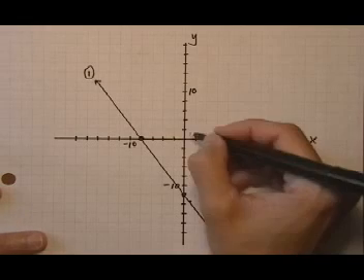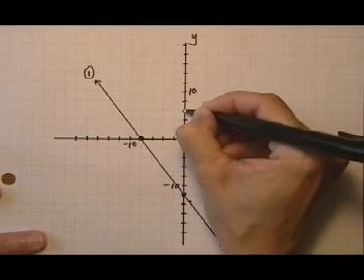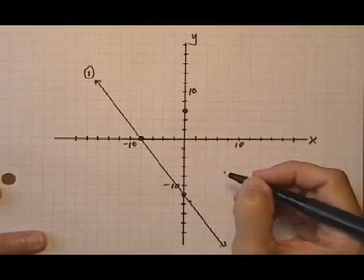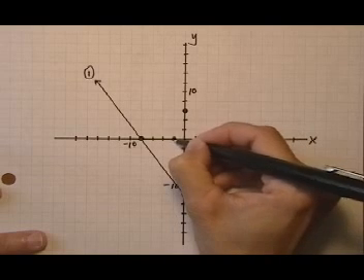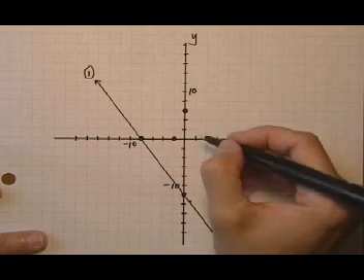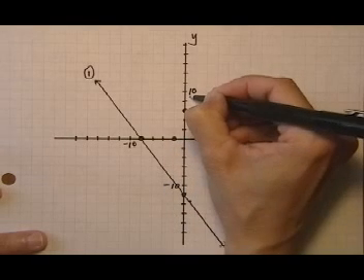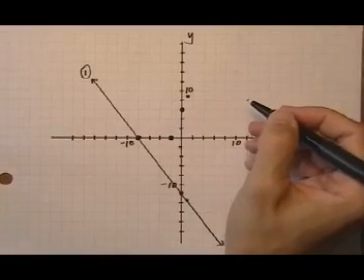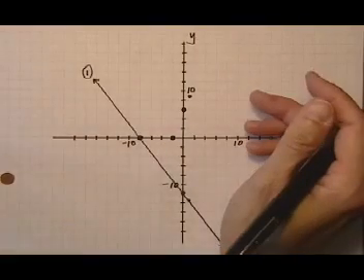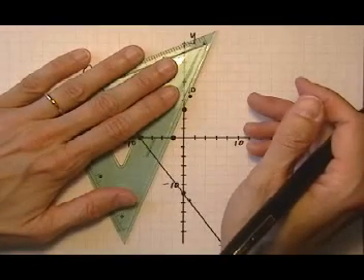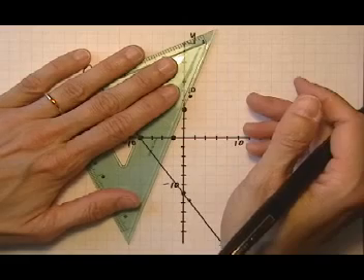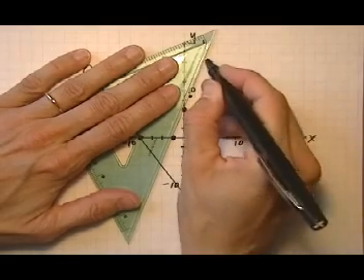X is 0, y is 6. 2, 4, 6. X is negative 2, y is 0. And x is 1, y is 9. Right about there. And we line it up. Okay, and put our line.